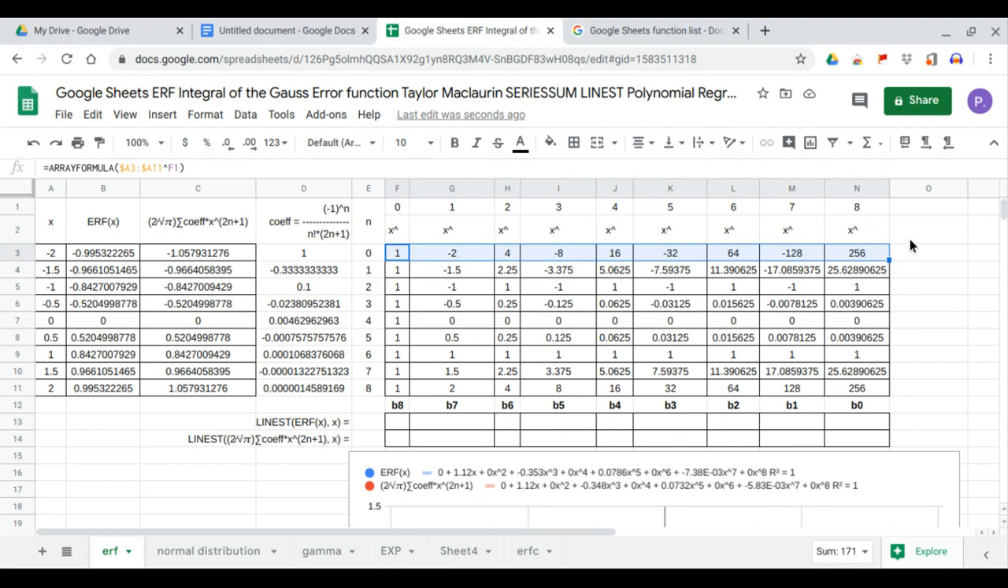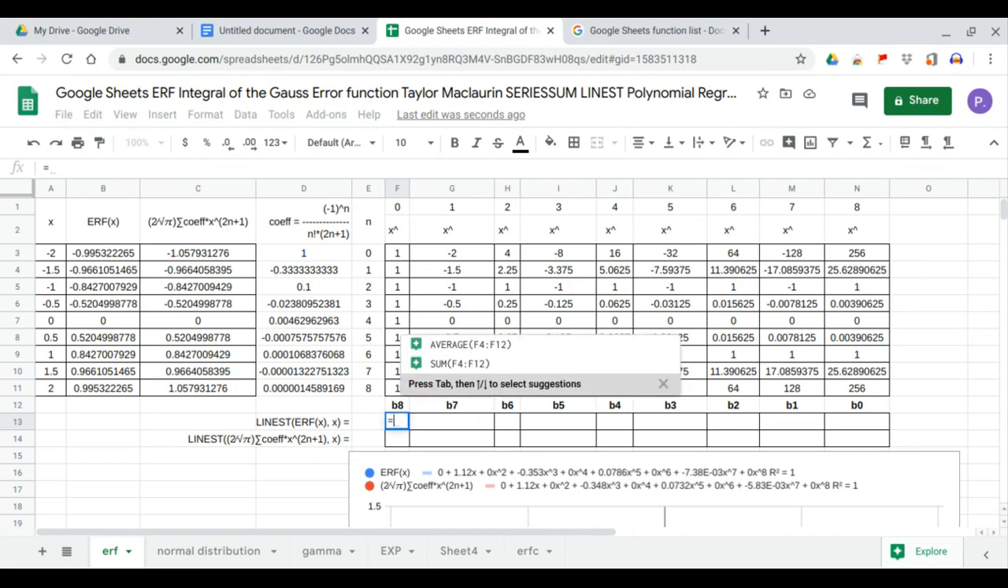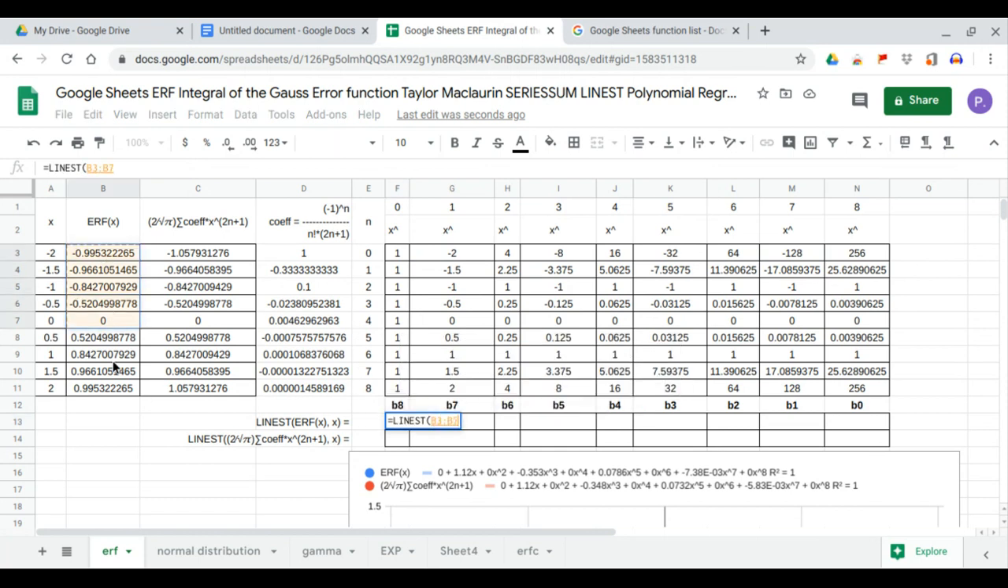We will have the estimated y, or the y hat. And in this case, we just limit to the LINEST without the full statistics. So we use LINEST on the error function. LINEST of the error function and the x values.